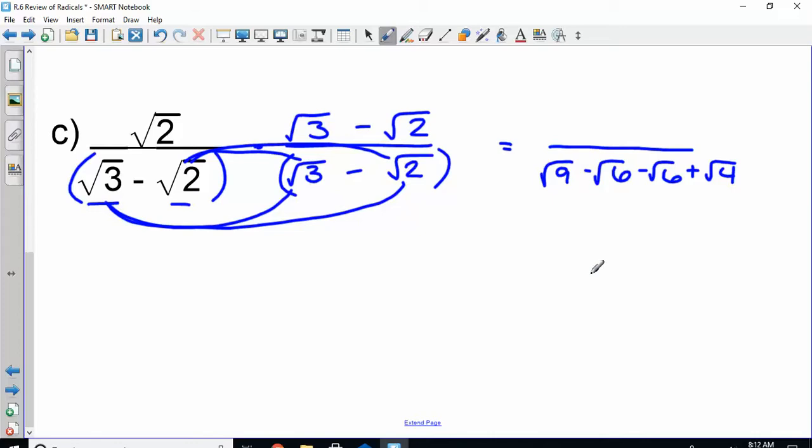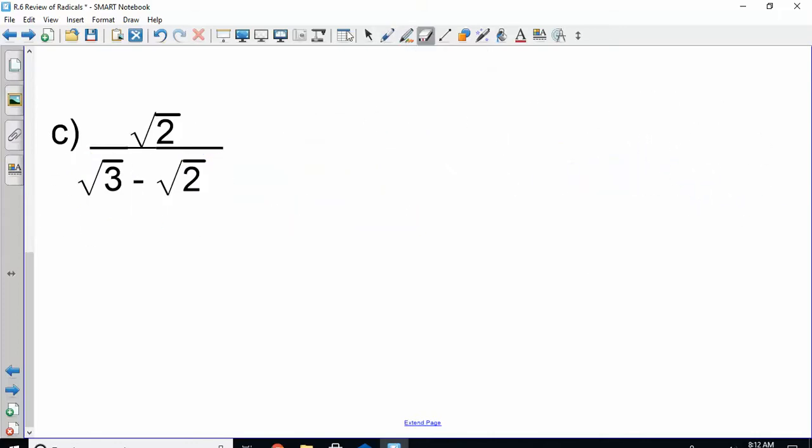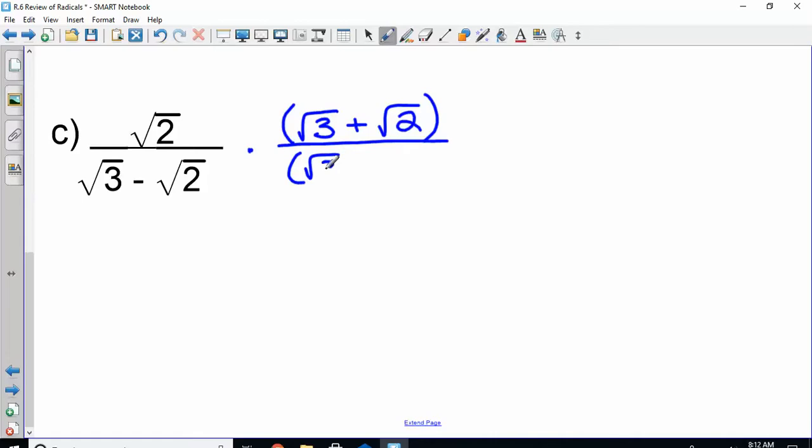So we had to do something a little bit different. In this scenario, if you have more than one term, you multiply by the conjugate, which is the exact same thing except you switch the sign in the middle. So the original was minus, I'm going to multiply by the plus. If the original were added, you would multiply by a subtraction.